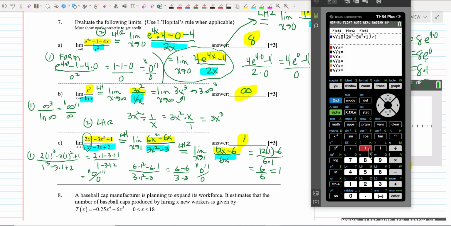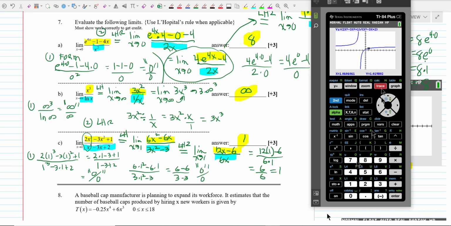And divide by, let's see, then we have x to the third, and then minus 3x, and plus 2. Okay, again, I'm just going to do standard window, zoom 6. And we're going to look at the limit as x goes to 1. So again, if I trace at 1, we're undefined. Okay, there's actually a bubble in that graph there.